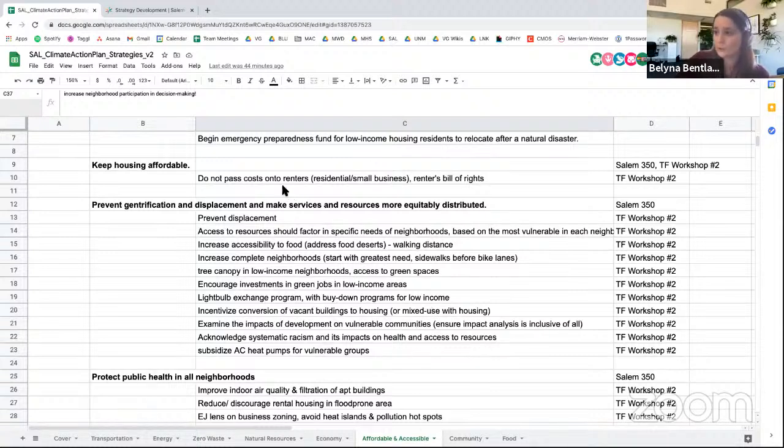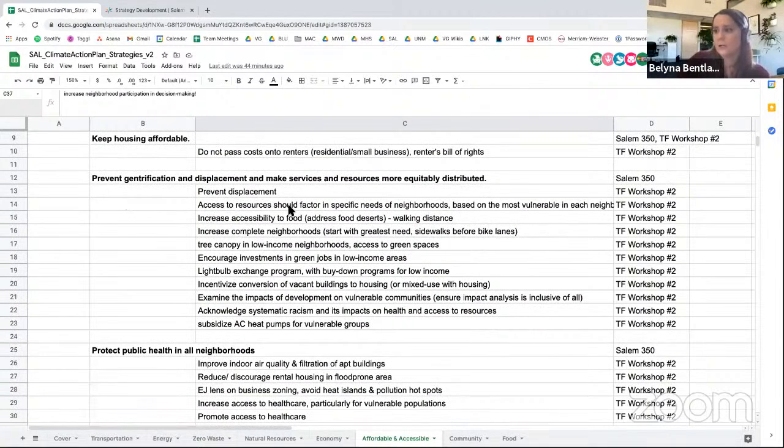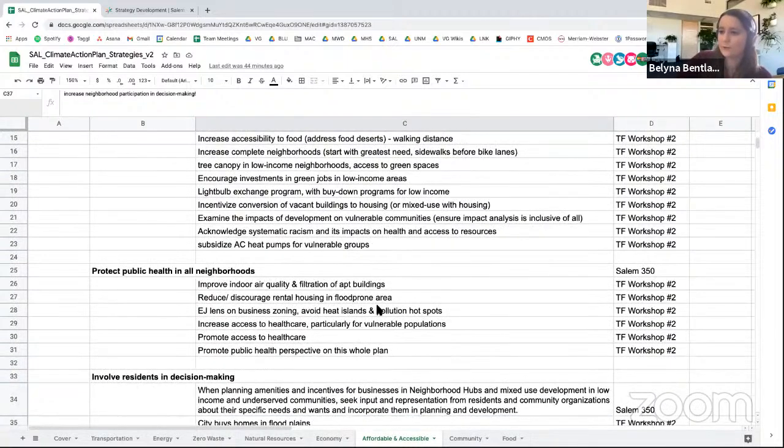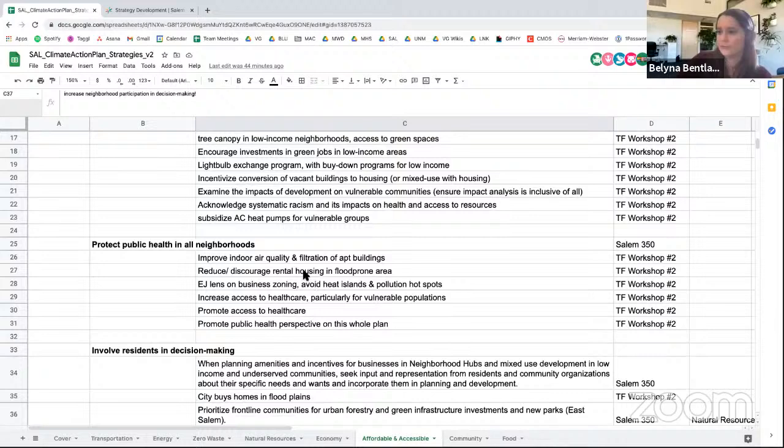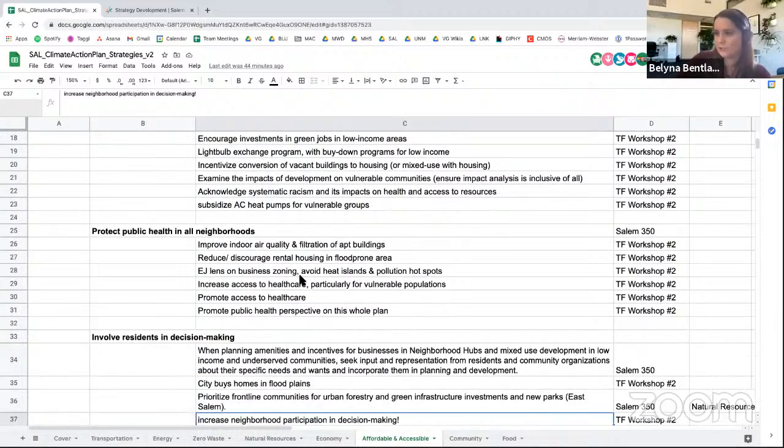Keeping housing affordable. So if there's some upfront costs to some greener developments, making sure that those upfront costs aren't passed on to renters if possible. Preventing gentrification and displacement, making sure people aren't forced out of where they are currently living. Moving down to protecting public health, so improving indoor air quality and filtration of apartment buildings, which is huge, and we know that's important. We're learning very well from the current pandemic, and promoting access to healthcare.